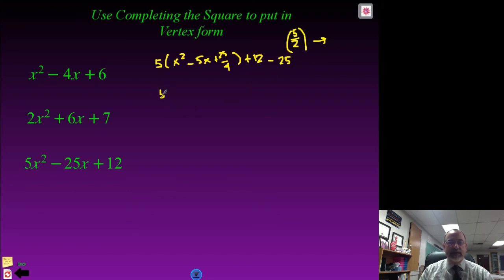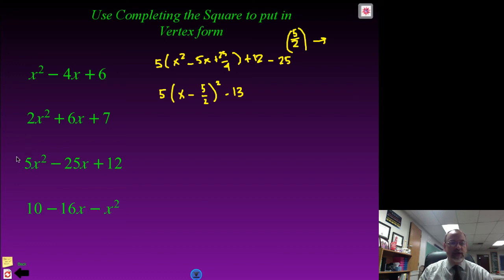So now that I have the perfect square in there, I can go ahead and factor it. It's going to be x minus 5 halves, squared, and then 12 minus 25 is minus 13. So now I'm in vertex form. So you can see putting it in vertex form is a little bit quicker than doing the other form, but again, we need to know how to do both ways. So that's how you do it when you're completing the square.